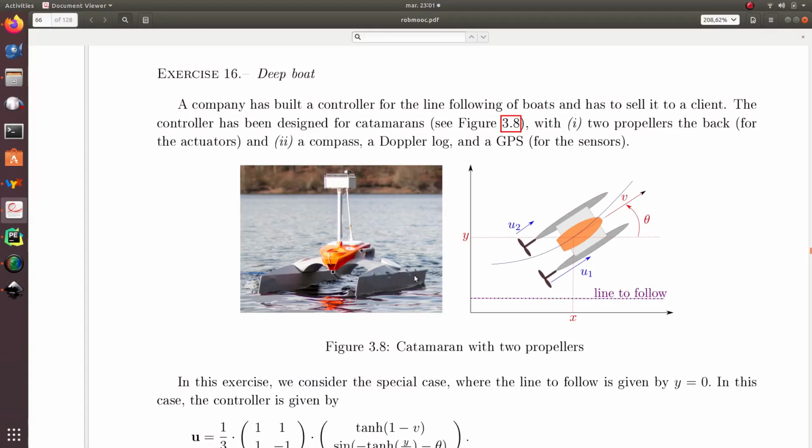So here we have a picture with a catamaran, and for the catamaran we are able to control. We have two propellers on the back, and for the sensors we have a compass, a Doppler log for the speed, and a GPS. So we have plenty of data from the client, and from all this data we'll be able to have a good idea of the behavior of the boat. So we'll be able to build a model, and from this model we will be able to simulate and test our controller.